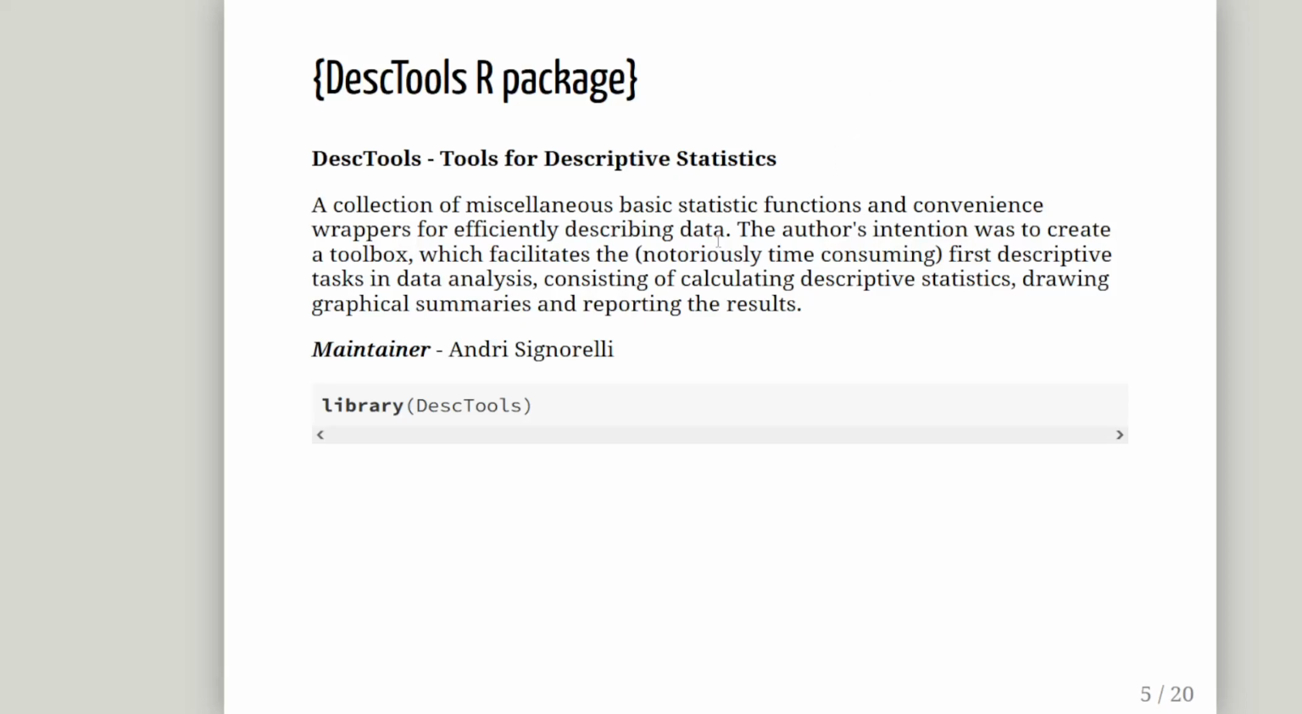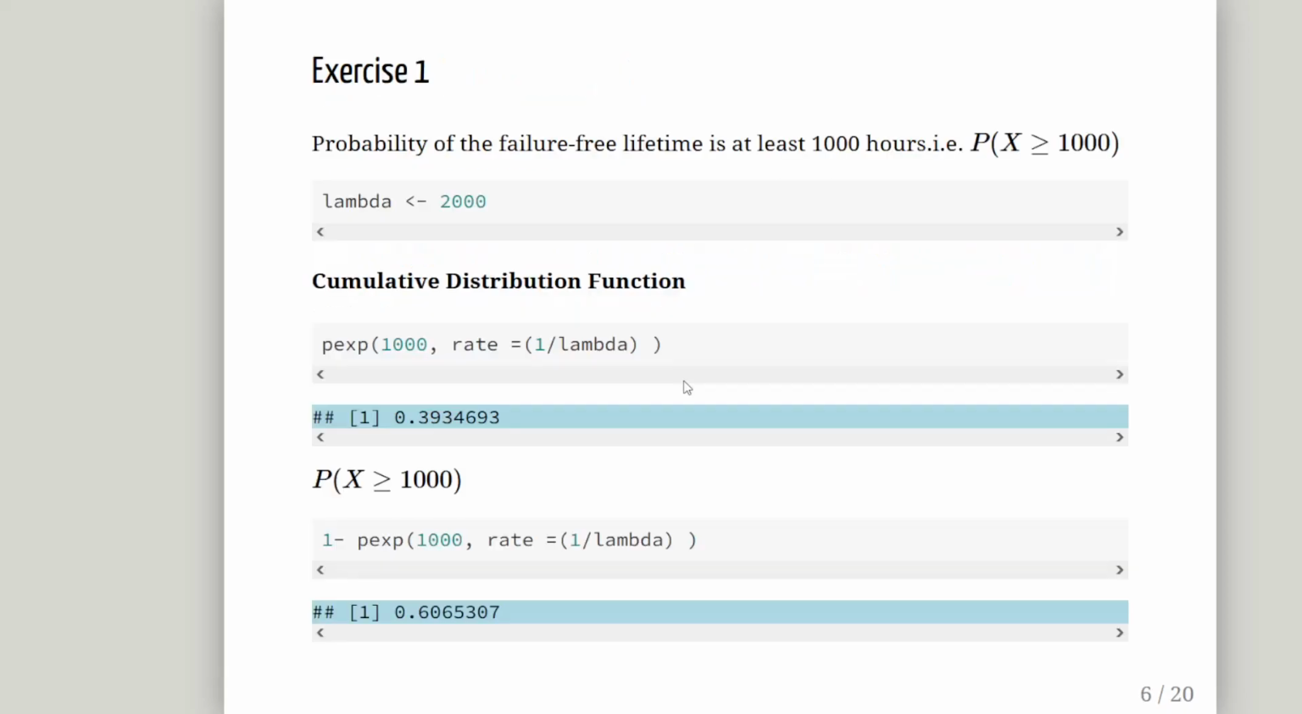So I'm just going to load it up there, library DescTools, okay? Now there's one particular command of that I'm going to use called Shade, and we'll see that shortly. So exercise 1, at least 1,000 hours. The probability that the failure-free lifetime is at least 1,000 hours. So that's the probability of x greater than or equal to 1,000. So there I'm going to specify lambda as 2,000, okay?